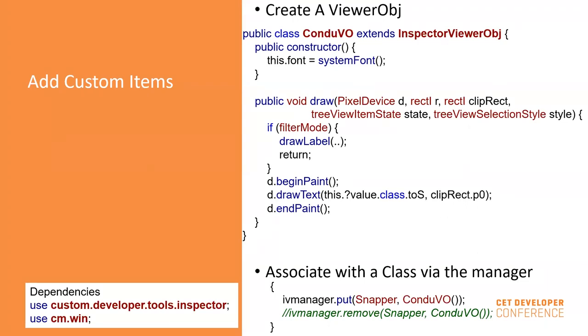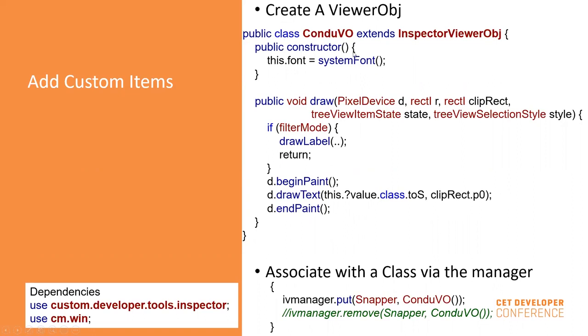So to create a custom item, you will need to create a viewer object. This is just a fancy tree view item. And I've made my own right here. I called it condu.vo, Connor Dudas, that's my developer tag. So it's nothing special. And then the real magic happens at the draw text line here.